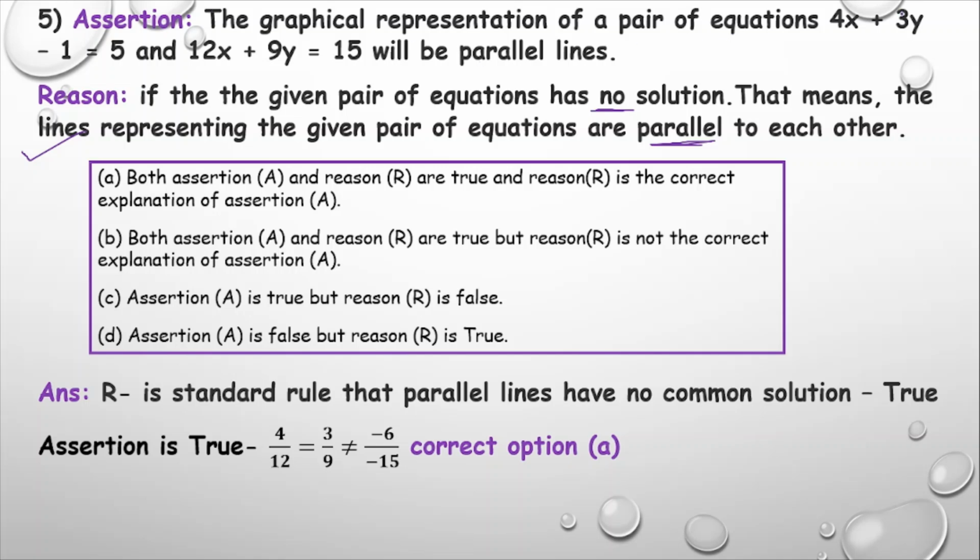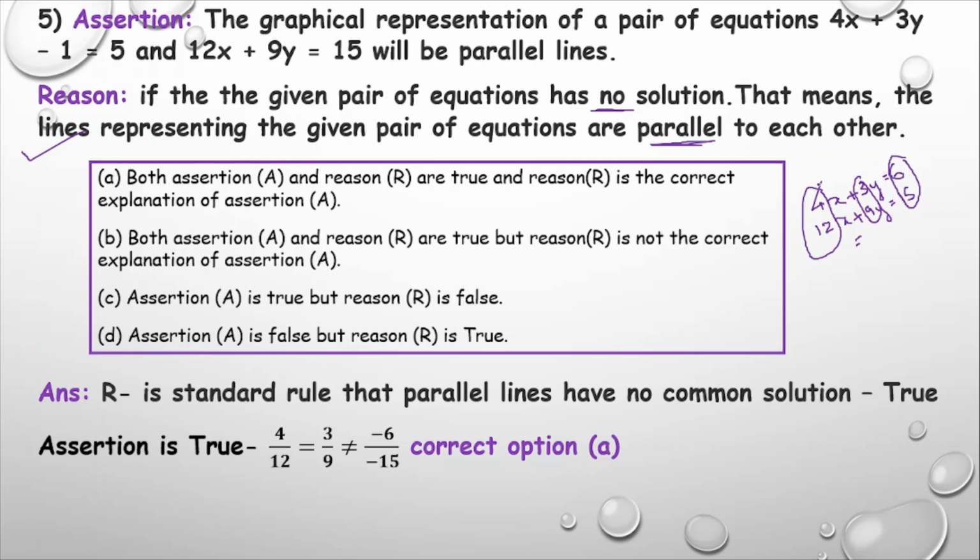Assertion is telling that 4x plus 3y minus 1 equal to 5. So 4x plus 3y, this minus 1 will move to the right side and becomes plus 1. So 5 plus 1 is 6. So directly I am writing it as 6. Now 12x plus 9y equal to 15. So we find the ratio of these coefficients. 4 by 12 is 1 by 3. 3 by 9 is also 1 by 3. So A1 by A2 equal to B1 by B2. But 6 by 15, when you divide it by 3, you will get 2 by 5.